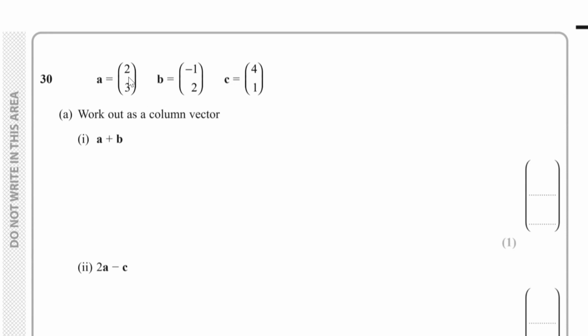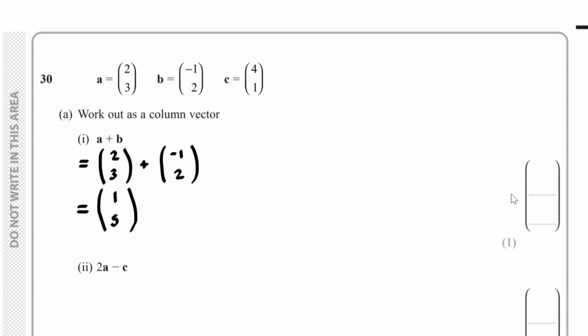Question number 30, we've got A, which is 2, 3, B, which is minus 1, 2, and C, which is 4, 1. We have to work out as a column vector A plus B. Well, we've got the vector A, 2, 3. We then need to add this to minus 1, 2. So 2 plus minus 1, that's 1. 3 plus 2, that's 5. So we end up with 1, 5.